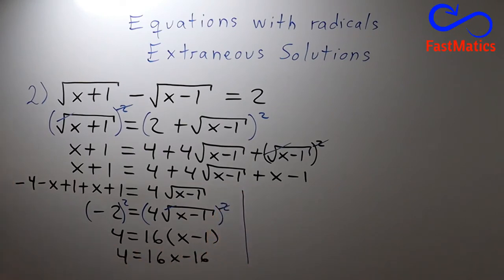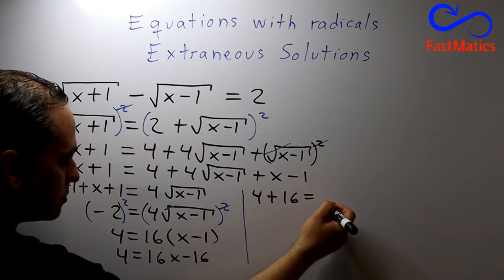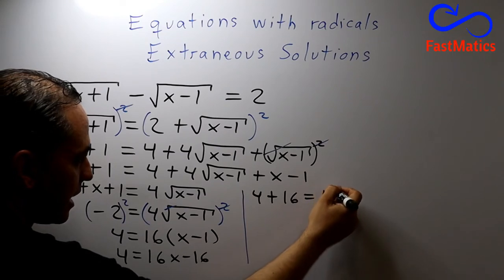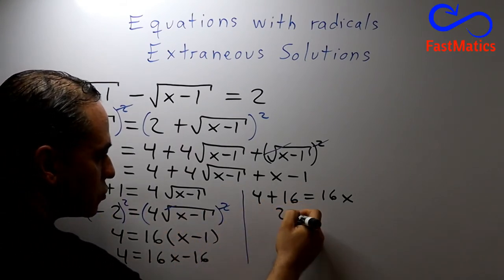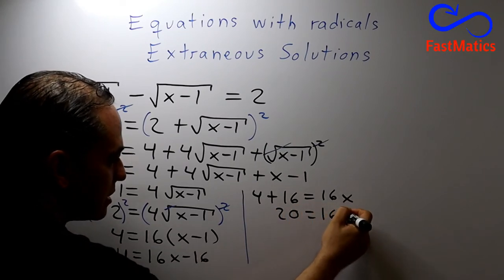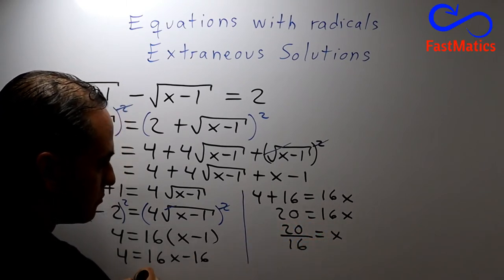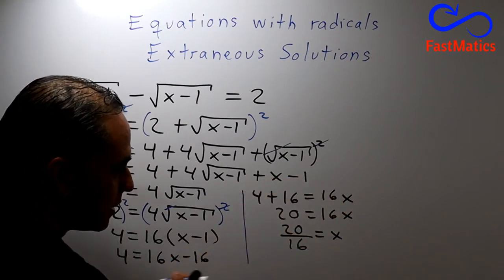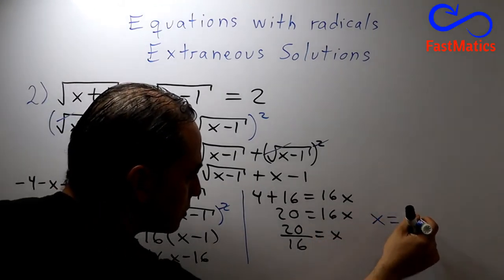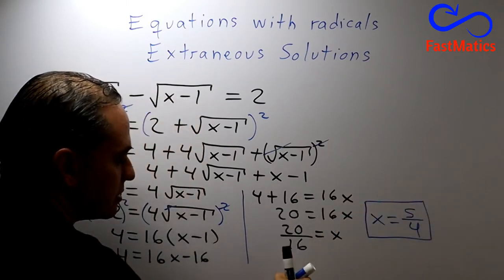And here we write 4 plus 16 equal to 16x, because we're going to leave the x alone. Finally, 4 plus 16, 20, equals 16x, and x will be equal to 20 over 16. Remember, a very simple equation. We have seen that in other videos. Finally, we get x equals 5 over 4 because we simplify this fraction.